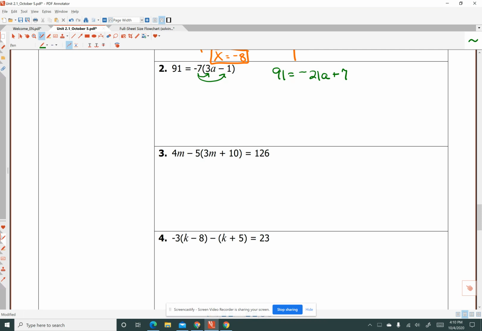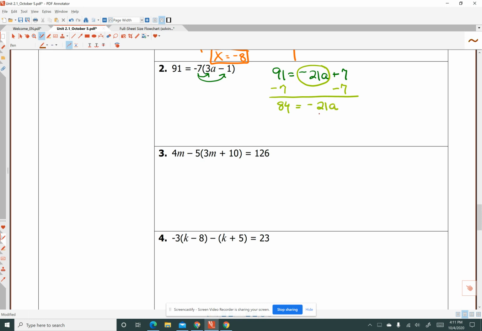So I think we want to isolate the a term, so the first thing I will do is subtract 7 from both sides of this equation, because I want to save this term for last. So what I end up with here is 84 equals negative 21a.